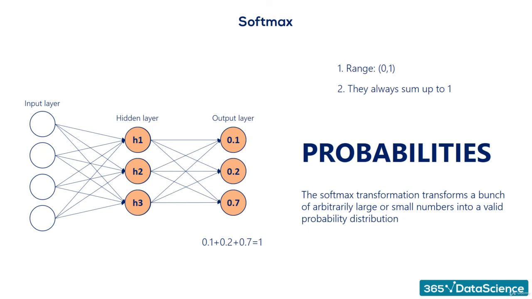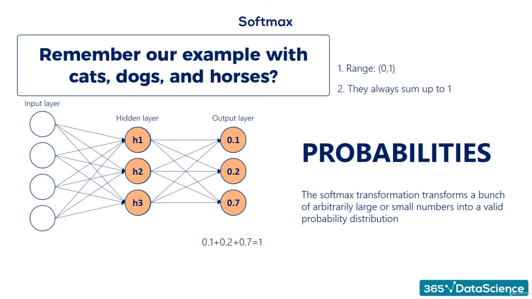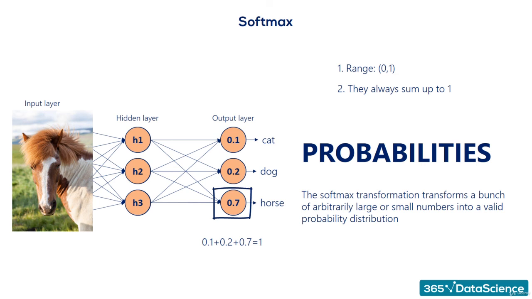This is extremely important and useful. Remember our example with cats, dogs, and horses we saw earlier? One photo was described by a vector containing 0.1, 0.2, and 0.7. We promised we will tell you how to do that. Well, that's how. Through a softmax transformation. We kept our promise. Now that we know we are talking about probabilities, we can comfortably say we are 70% certain the image is a picture of a horse.